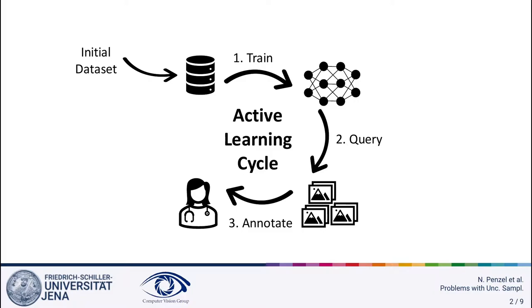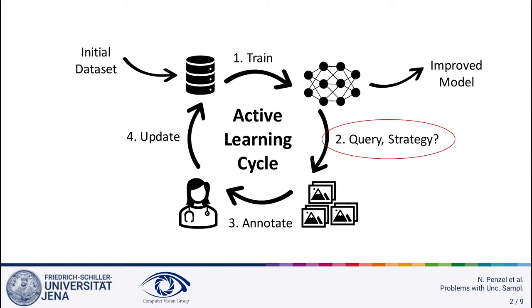This is quite expensive and often it is unfeasible to label all data points, which is also the reason why we actually do active learning. We use these annotated data points to update our dataset and train a new and hopefully improved model. We can repeat the cycle multiple times until either our query budget is reached or our classifier performs well enough in a certain metric. This in the end results in an improved model. The interesting question now is the query strategy, and there are multiple different query strategies. In this work, we will focus on uncertainty sampling.